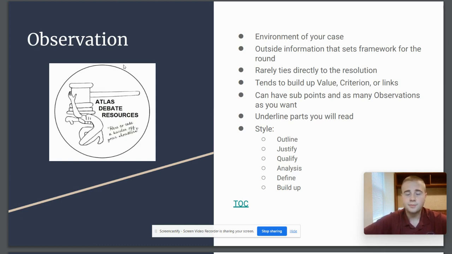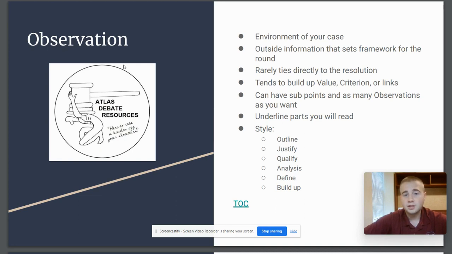Next is analysis. Your observation can analyze the resolution for you, set up a framework, if you will. For example, when you have cases that talk about just the phrase "is just" or "necessary," your observation can analyze what makes something just, what makes something necessary, and then that's the framework that you and your opponent have to meet throughout. Building off analysis, observations can simply define something.